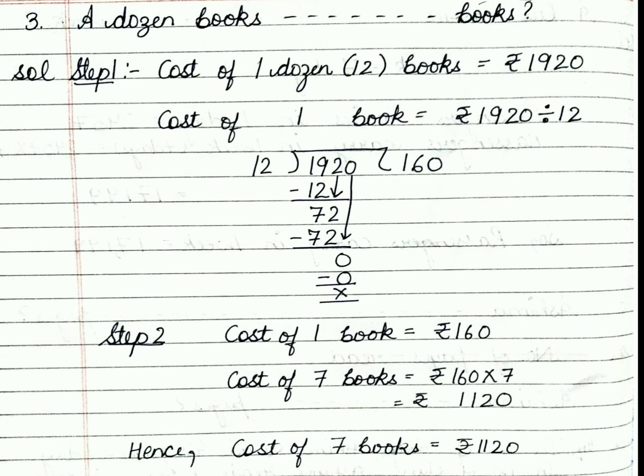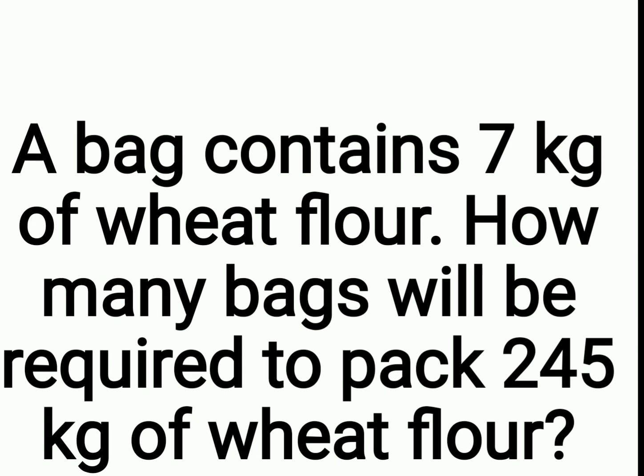Then you write cost of 7 books. What do you do? 160. 7 means many you are finding. You have to multiply them. When you multiply it, the answer will come 1120. So you write, hence the cost of 7 books is equal to rupees 1120. Understood? Means all the questions are the same. Firstly, you have to find of 1 and then of many. In one case you divide, and in many you have to multiply. Clear? Now this is the last question of this chapter.